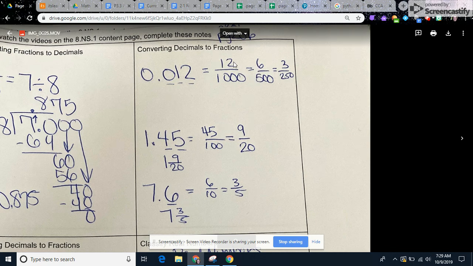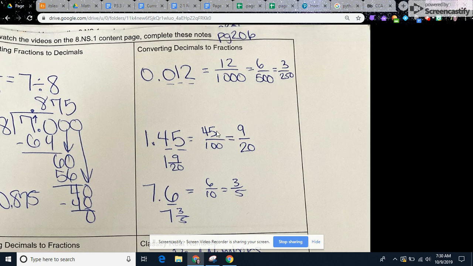And then you can simplify. You can divide both of those by 2, so 6 over 500. You can still divide both of those by 2. So then you get 3 over 250. So 12 thousandths, 0.012, equals 3 over 250 as a fraction.